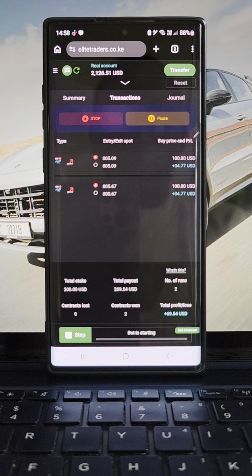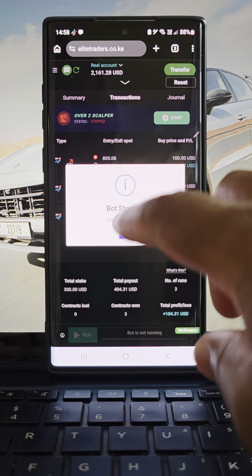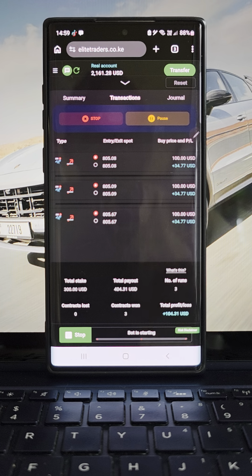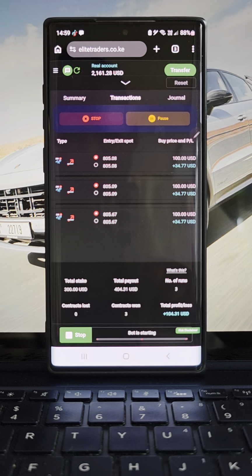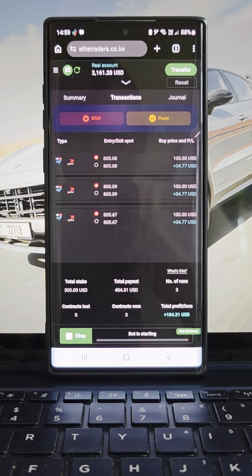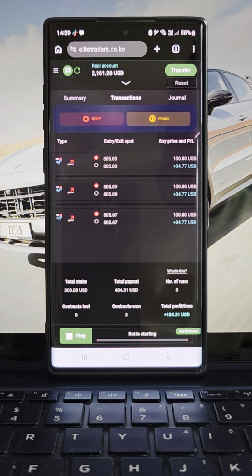So how is this robot analyzing the market? The moment this robot spots at least 2 consecutive under 3 digits, that's when this robot is executing a trade on over 2. So far so good, we have taken 3 trades which are all wins, currently floating at a profit of $104. So we are only targeting about $200, then we can call it a day.